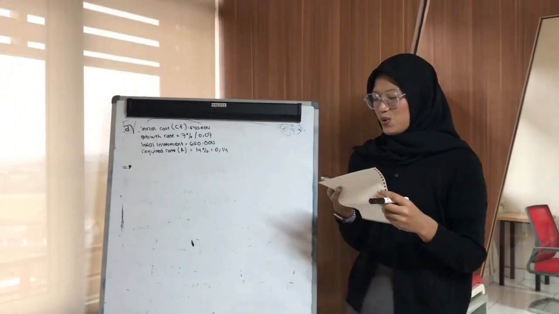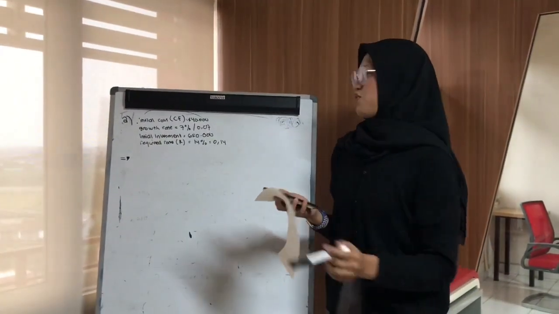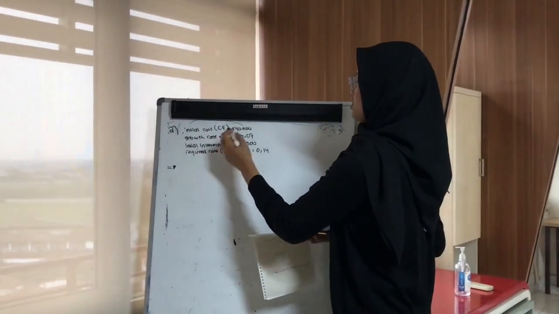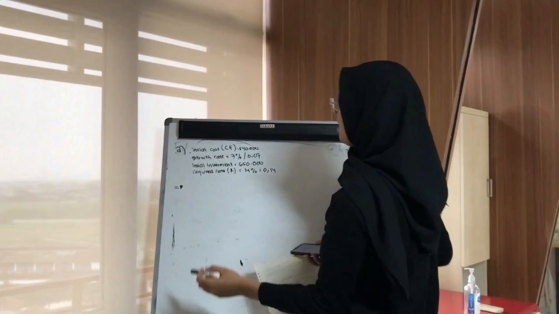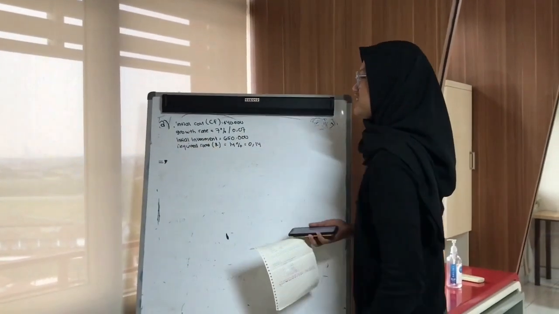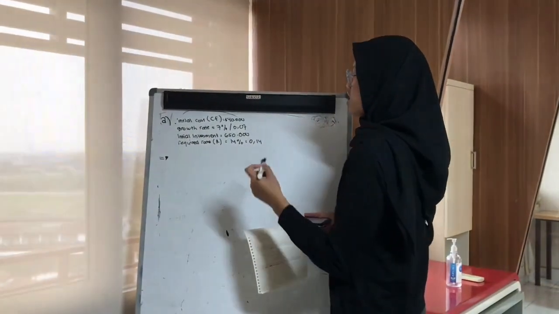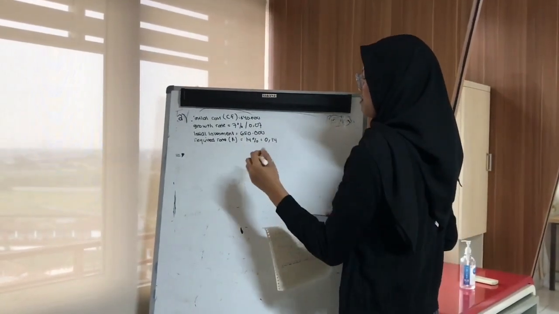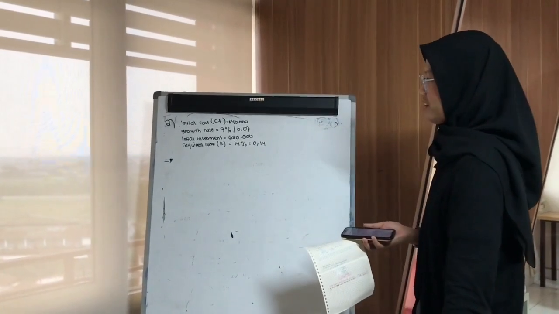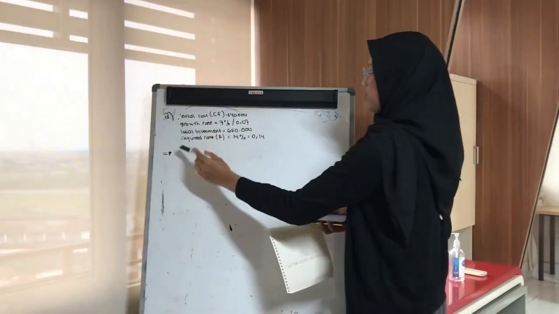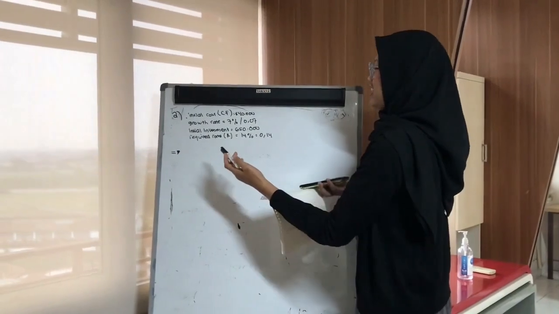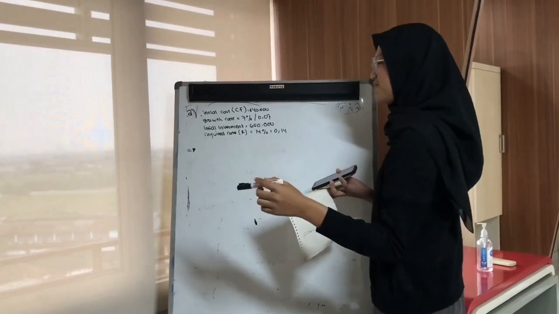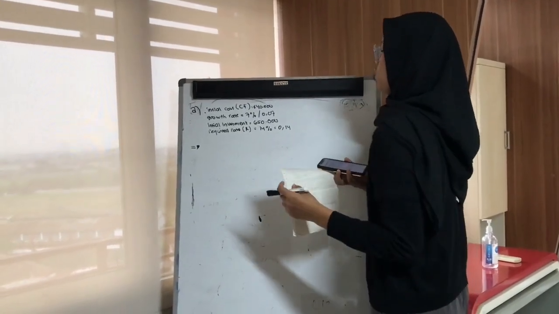So now we look at the point of A. The data we're given is the initial cost, which is 40,000, and the growth rate, which is 7% or 0.07. For the initial investment there is 650,000, and for the required rate there is 14% or 0.14.